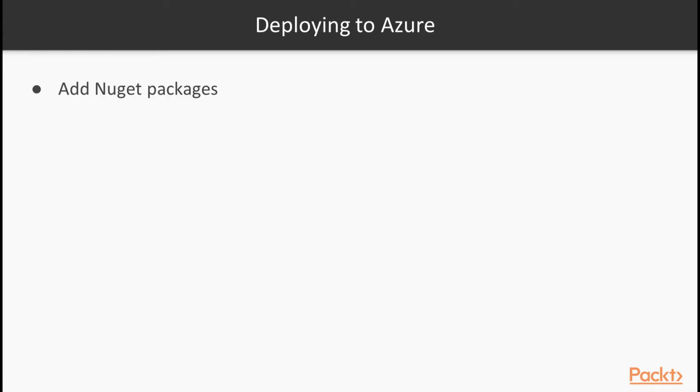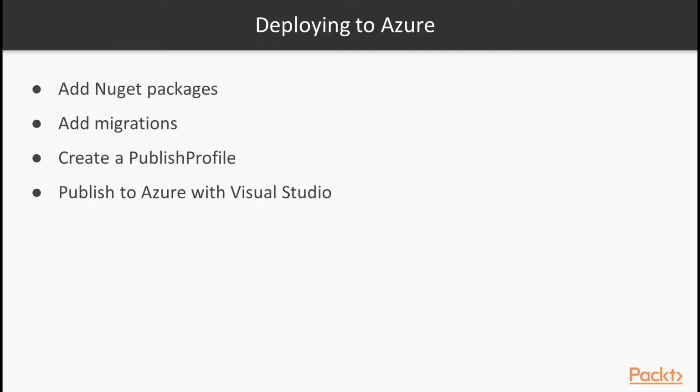So first, we have to add some NuGet packages again. Then we have to add the Entity Framework migrations again. After that, we will create a publish profile to deploy our WebAPI to Azure. And in the last step, we will publish our API to Azure with Visual Studio. Let's go straight to the code.